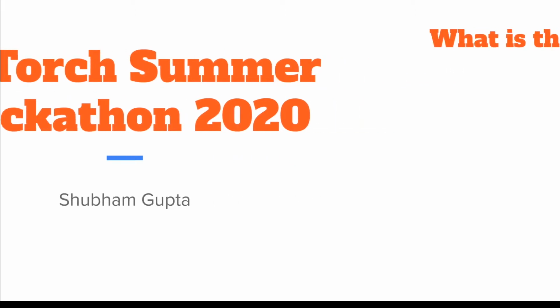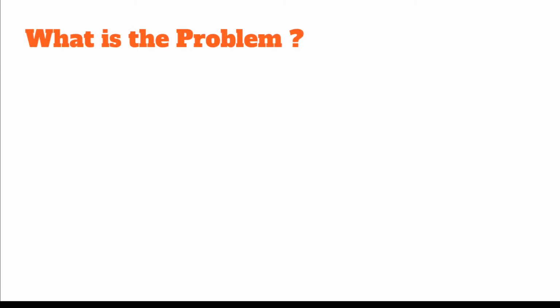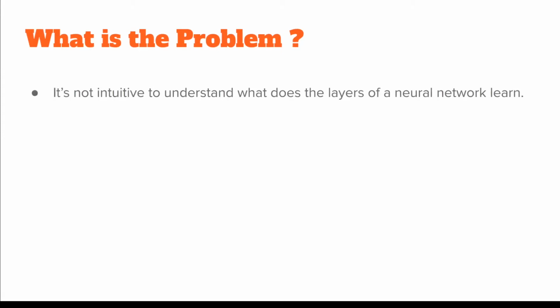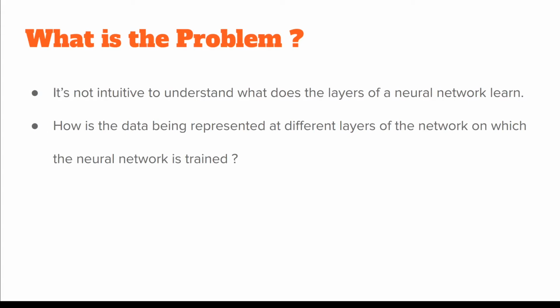Let's talk about the problem statement that we are trying to solve through this project. When we train a neural network, it's not very intuitive to understand what the neural network is learning underneath, or how each layer in the neural network is representing the data on which it is trained. Or is a layer being biased on a set of data points? Or is it the whole network itself?